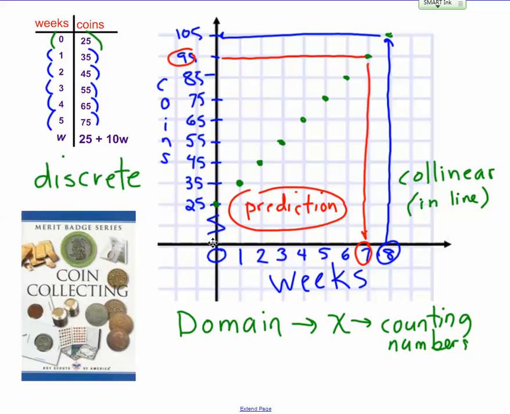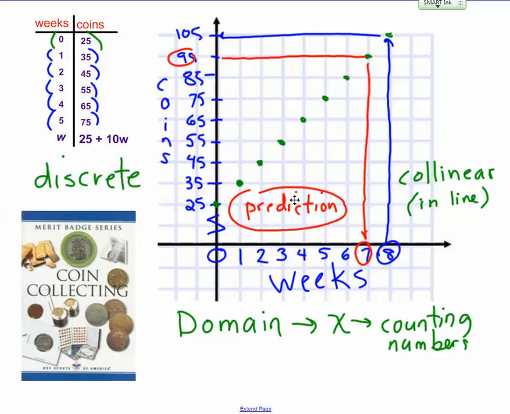We don't have any data that's less than 25, so we can put this little break symbol that tells the reader you skipped from 0 to 25, and then we counted by tens, which makes sense because that matches our data, because he got 10 coins a week. So these are discrete points that we don't connect, and all of our points are in line, which is what collinear means. This is called a linear graph because we are constantly adding 10 each week.